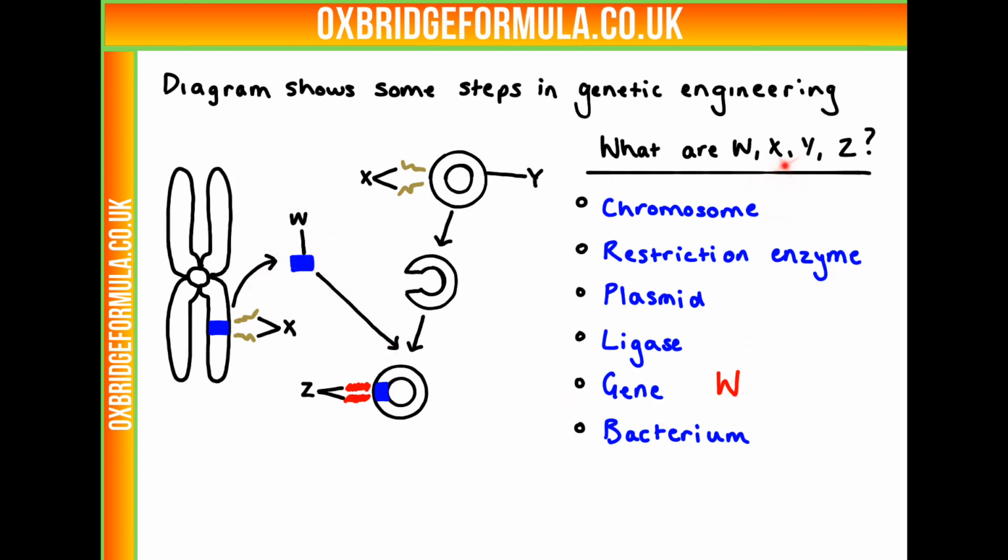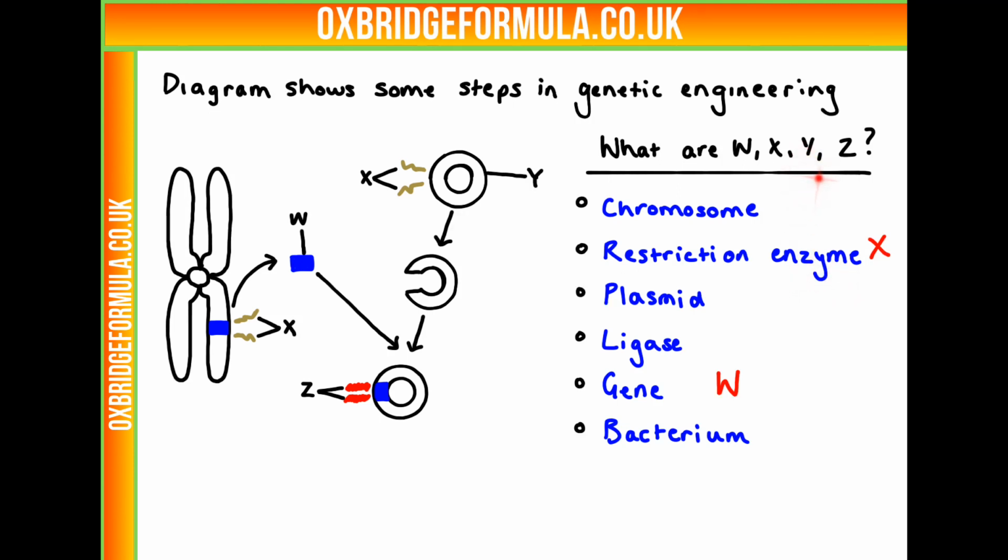So next we should look at X. X here is acting like a bit of a pair of scissors. It's going to snip out this gene from the chromosome, and it does a similar thing up here. It snips Y and opens it up. So what acts like a pair of scissors? What do we know that can cut open things? That is going to be the work of an enzyme, specifically a restriction enzyme. That's something that can cut DNA up. So X is our restriction enzyme.